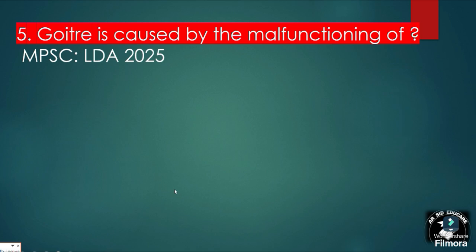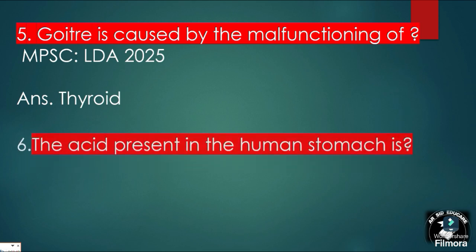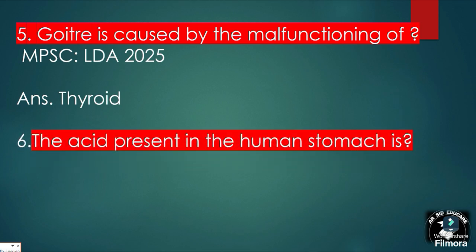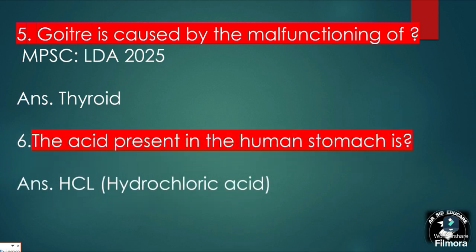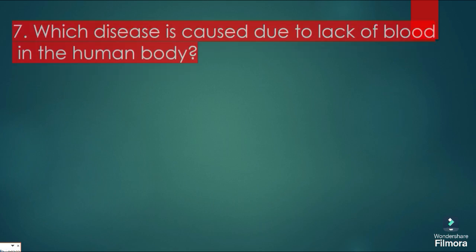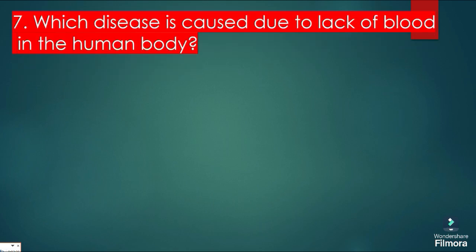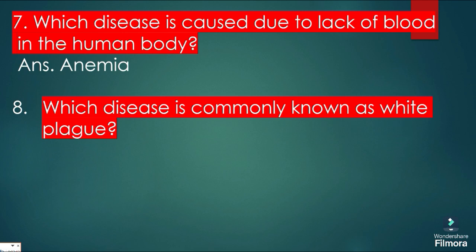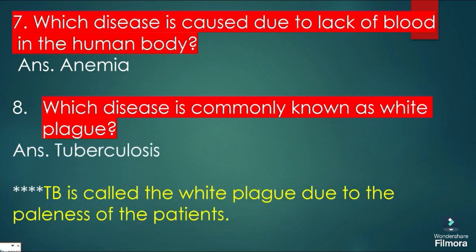Goiter is caused by the malfunctioning of thyroid. The acid present in the human stomach is hydrochloric acid. Which disease is caused due to the lack of blood in the human body? Anemia. Which disease is commonly known as white plague? Tuberculosis. Tuberculosis or TB is called the white plague due to the paleness of the patient.